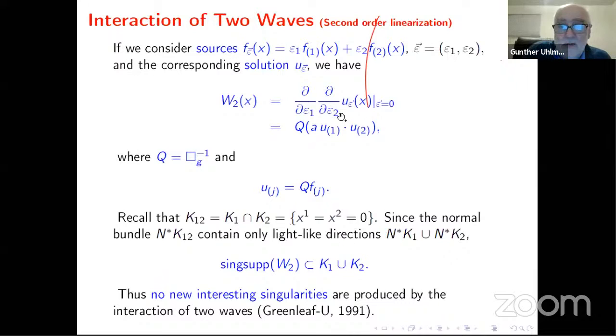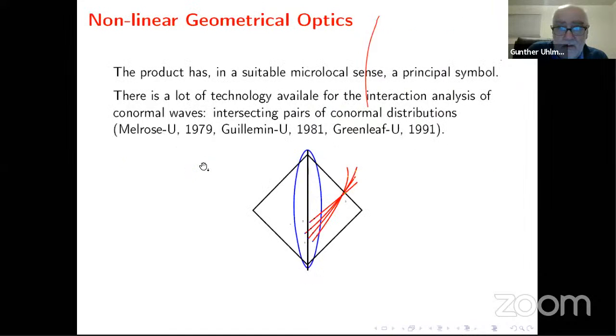So we put two sources with parameters epsilon one and epsilon two, which are small, in order to have a solution of the equation. And we look at the second order linearization, which is given here. And this is Q, where Q is the inverse of the wave equation. So this is just solving the wave equation. We're doing it for this.